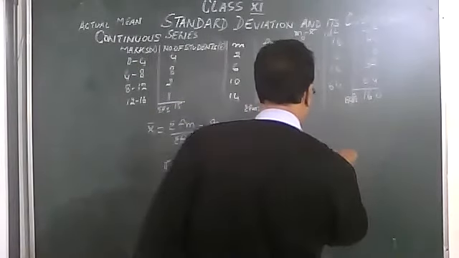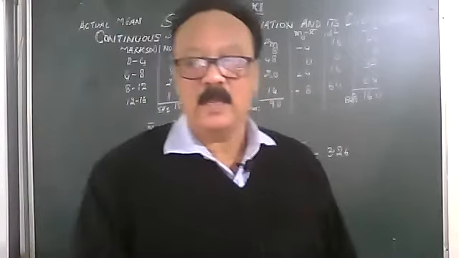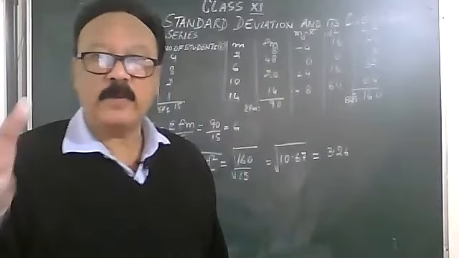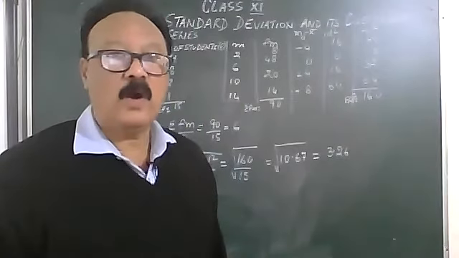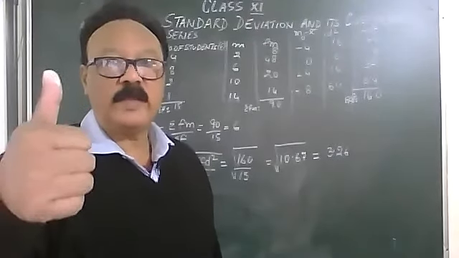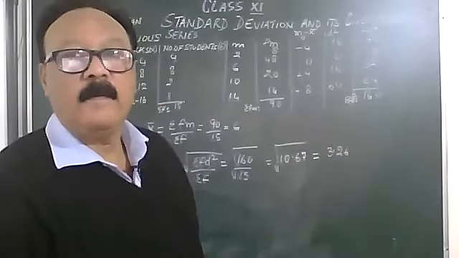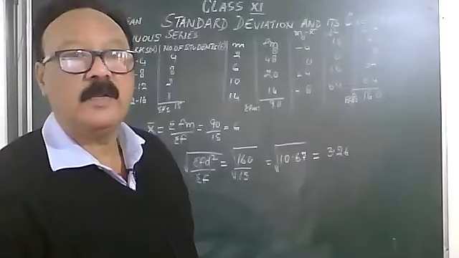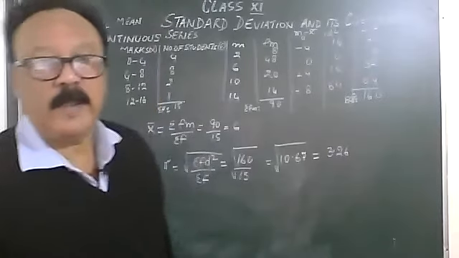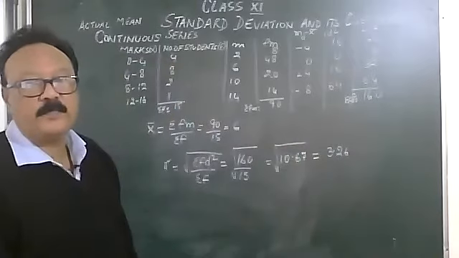3.26. I am not going into the steps of how to calculate the square root. I have already shown you once. Any problem about calculating square root? You all know how to calculate the square root? Yes or no? All those who say yes, can I have a sign? Okay, you all know how to calculate a square root. Fine. So the answer of the square root is 3.26.